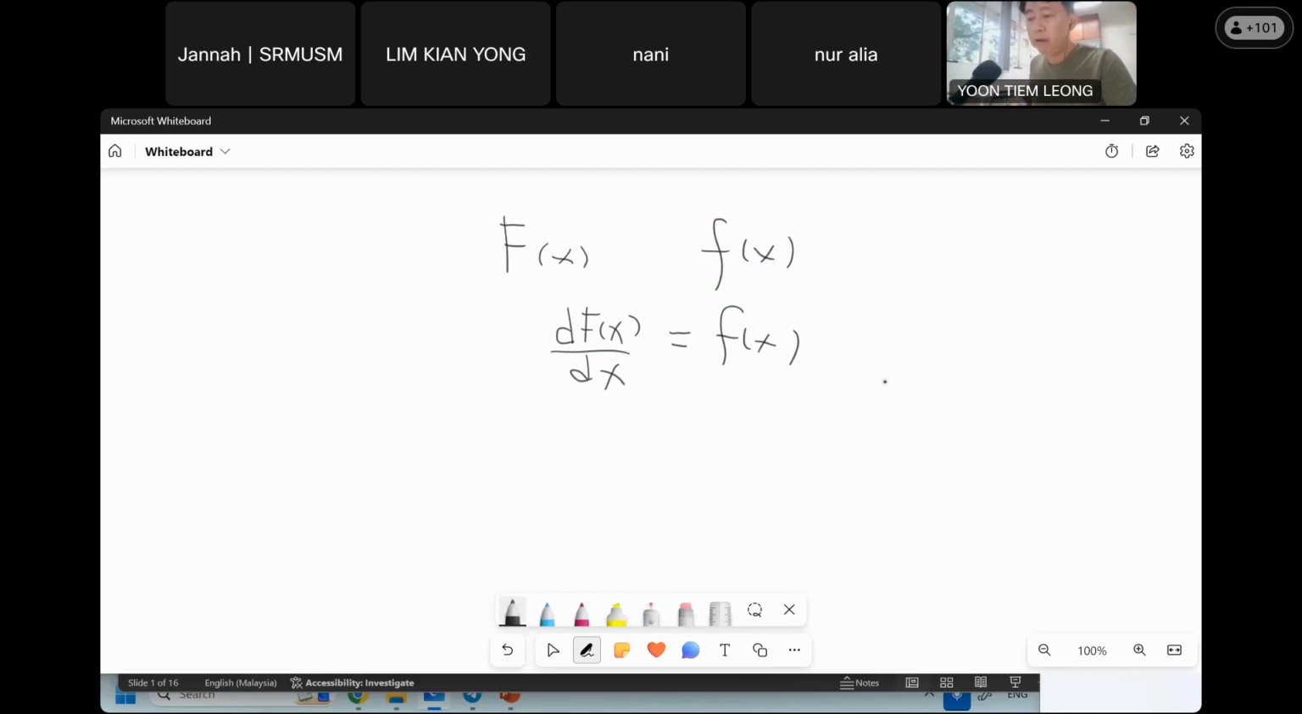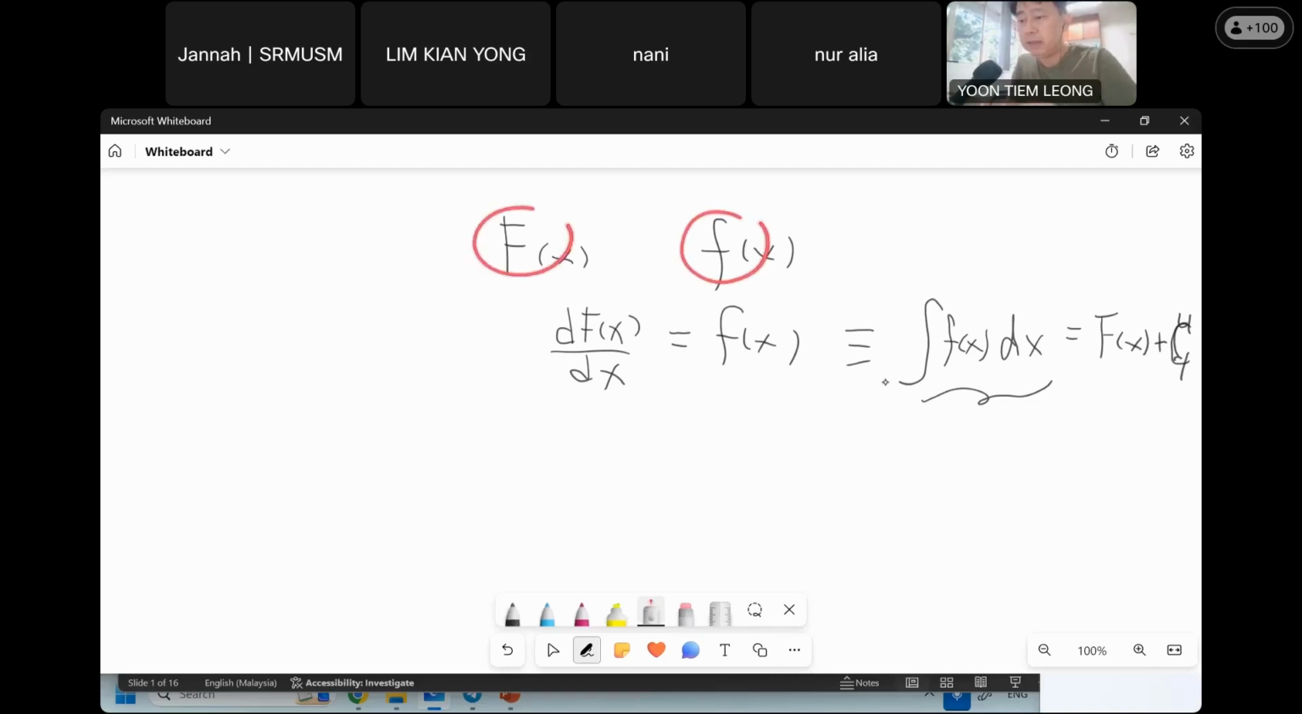The other way of expressing this statement is that since capital F is the antiderivative of the small function f, you can express the relationship in the form of an indefinite integral. The indefinite integral is a symbol that is used to represent the antiderivative. If you put the small function f into the indefinite integral symbol, then this indefinite integral refers to the collection of all the antiderivatives. So these are the two equivalent statements that relate the function f and its antiderivative.